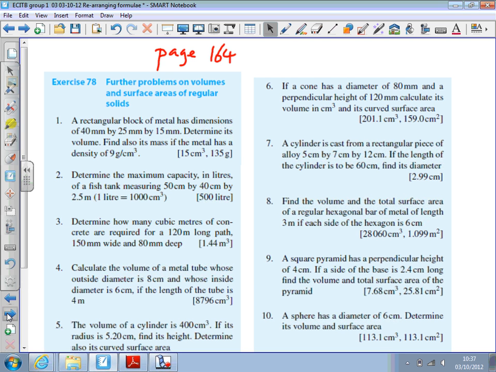Have a look at some of these, please. So again, I'm going to give you a period of time to have a look at it, and then we'll have a look at them together. If you're finding these quite straightforward, look at the other exercises that follow on. Okay?